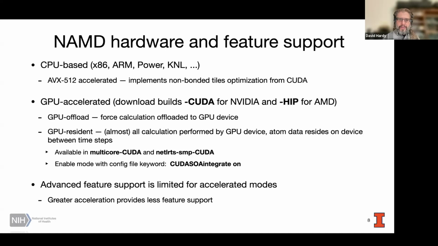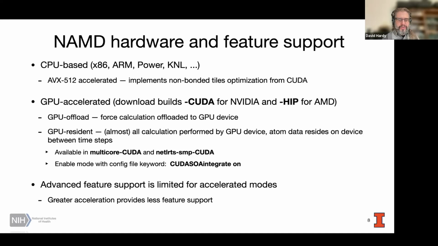When we're doing GPU acceleration, we have two ways of doing this. We've got our classic GPU offload mode where the force calculation is offloaded to the GPU device, but all of the numerical integration and rigid bond constraints and so on are still performed on the CPU. And then, of course, this new GPU resident mode that I was just telling you about on the previous page, where almost all of the calculation is performed on the GPU device, and the atom data resides on the device between time steps. That's what makes it so fast.